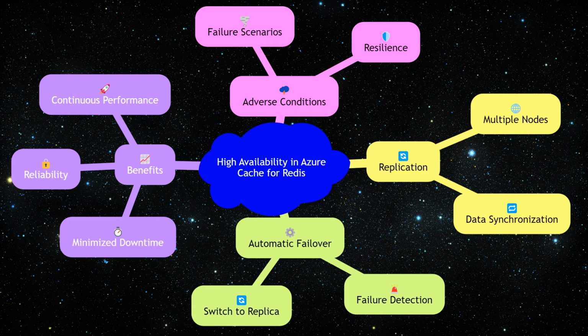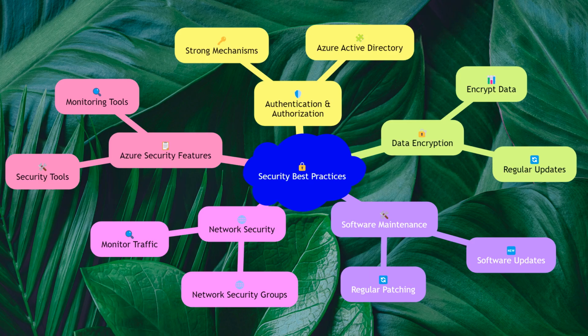adverse conditions. Implementing security best practices is essential for protecting the cache from threats. This includes using strong authentication and authorization mechanisms, encrypting data, and regularly updating and patching the cache software. Azure provides various security features and tools to help secure the cache, such as Azure Active Directory integration and network security groups. By following security best practices, you can protect the cache from unauthorized access and ensure that it remains a secure component of your application architecture.